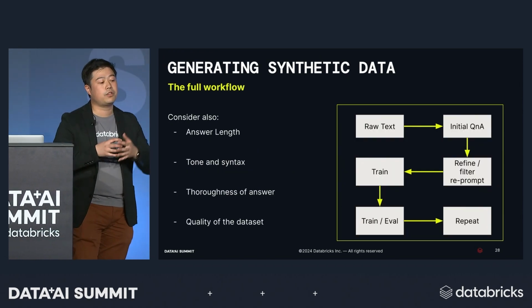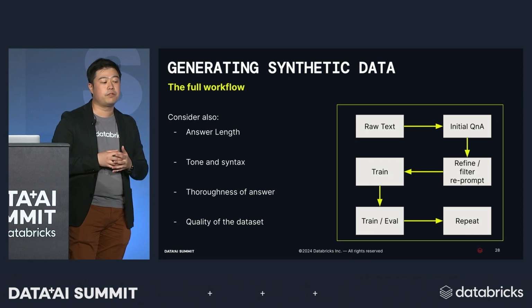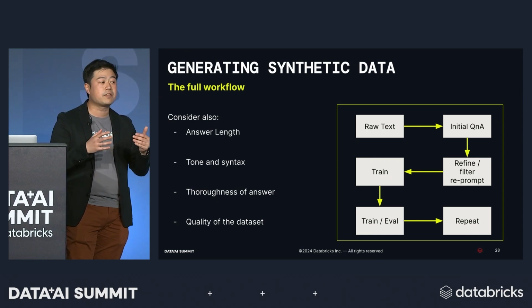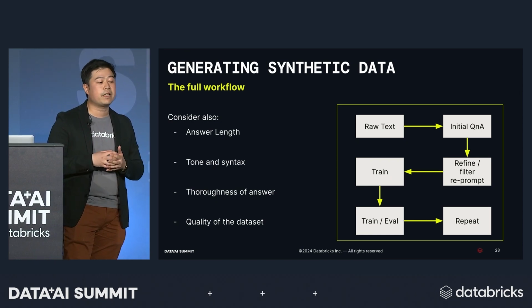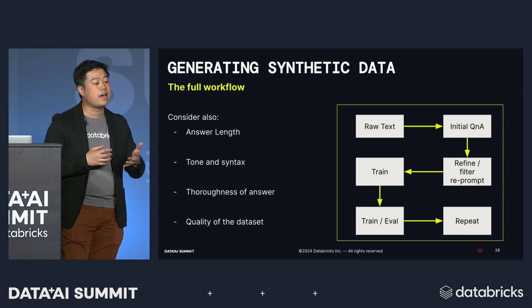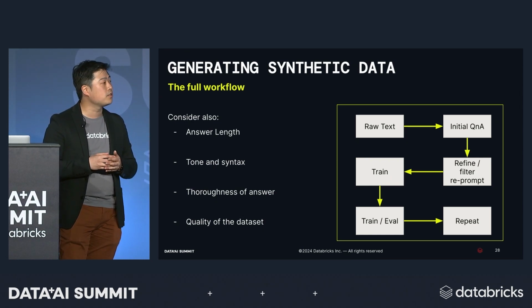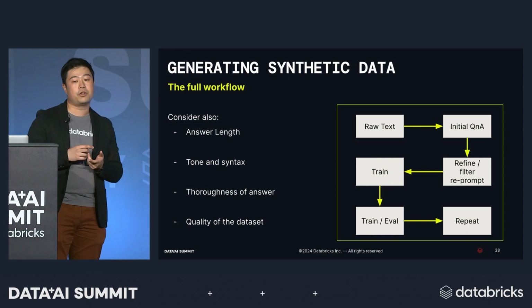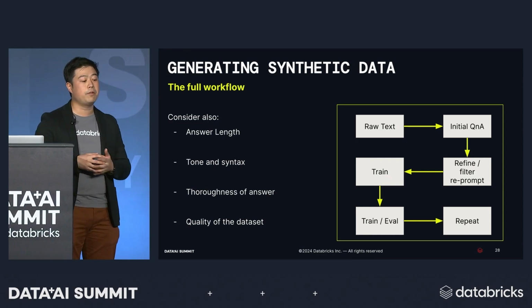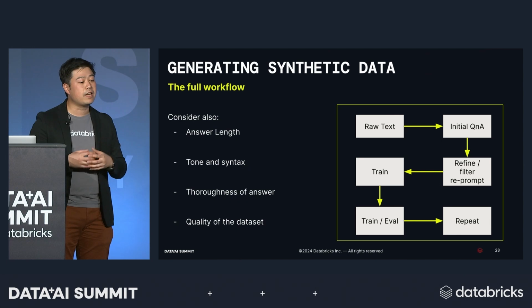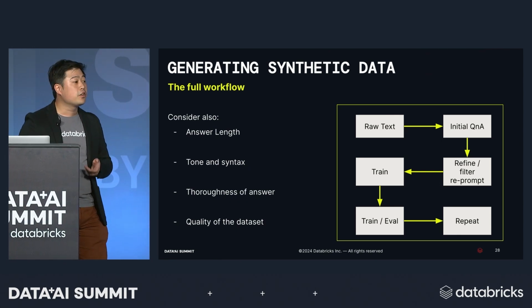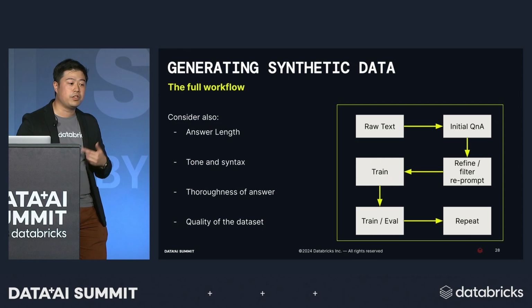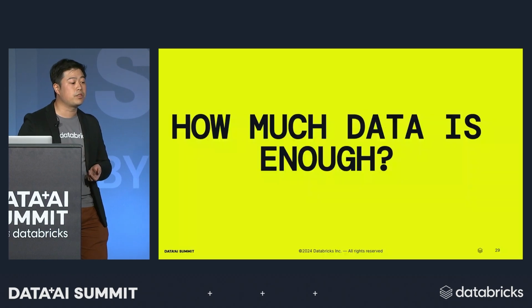For the process, you need to think about a lot of different things. It's not just about the exact Q&A, but the model will get affected by things like the tone, the syntax, the thoroughness of answers, and even things like the answer length. So it's going to be a cycle that you go through: raw text, Q&A, refine and refilter that data set, train, evaluate, and repeat. It's not going to be a one-cycle process. You need to do this multiple times.